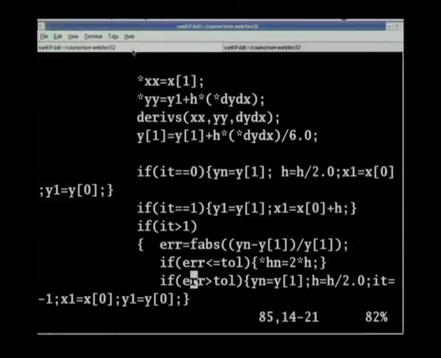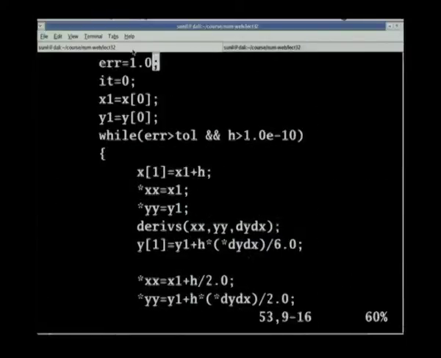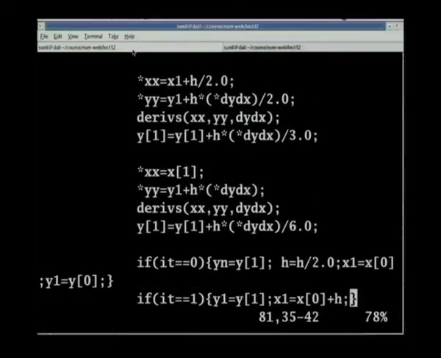So once we have that y value, now we go here. If it is equal to 0, that's the first loop, it will store that y value as yn, and it will halve the step size, and it will reset its x and y value to the initial value which we just used. So we reset the initial value to this and halve the step size. It goes back here again and computes this whole thing again.